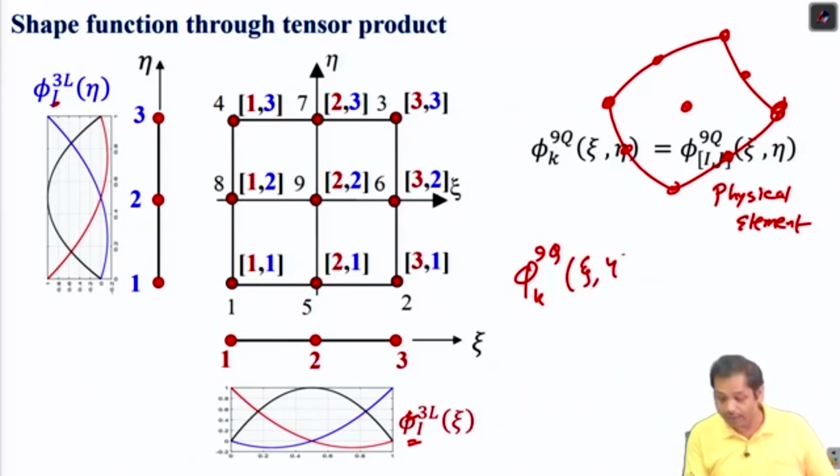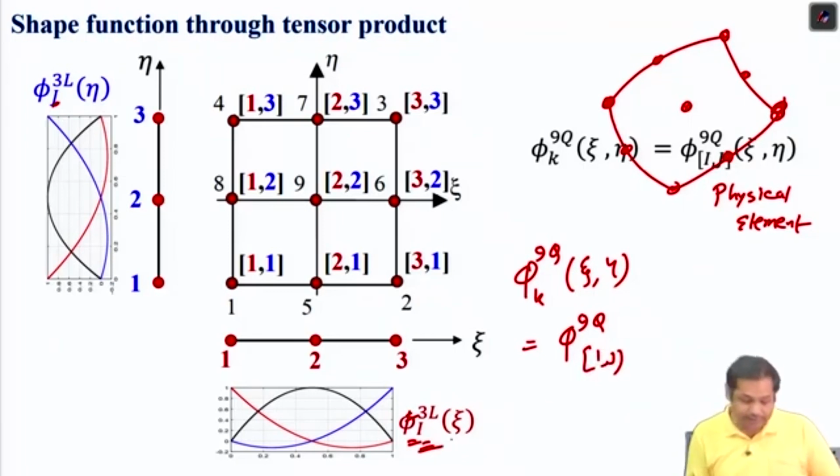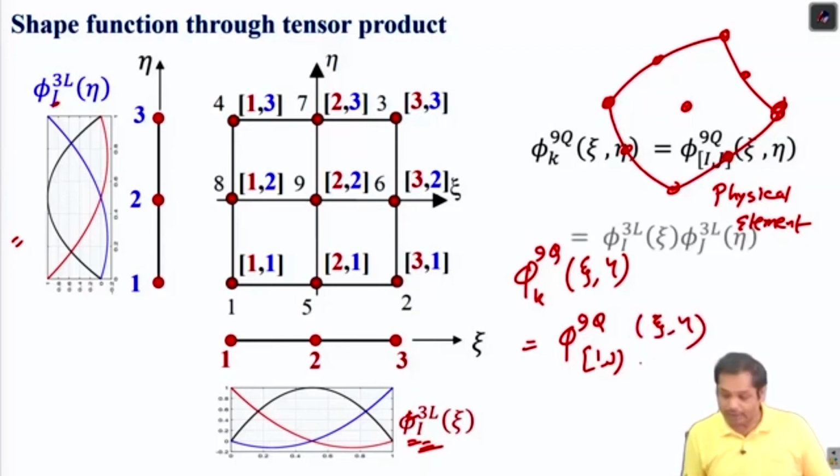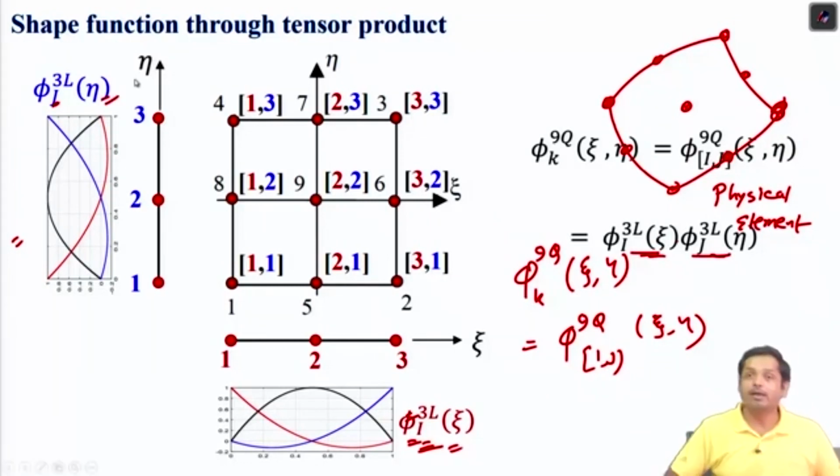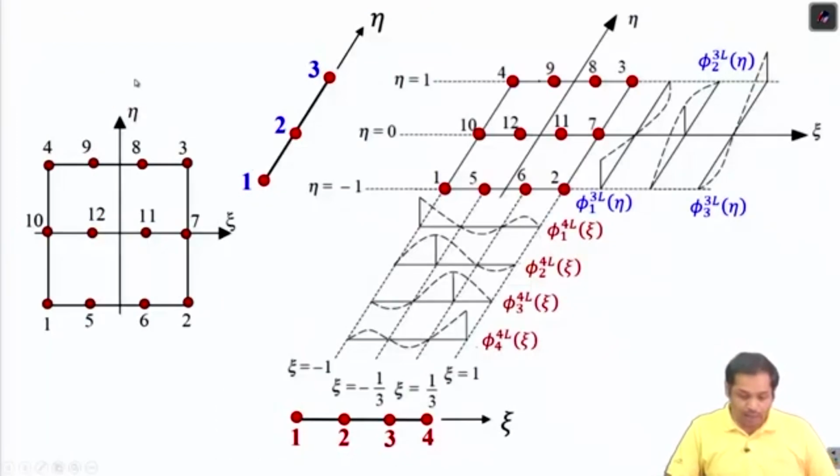which is a function of xi and eta, and this will be your phi 9Q, and then the subscript will be ij, where i comes from this element and j comes from this element, and this is a function of xi and eta, and then this will look like this. This is the shape function from this, and this is the shape function from this. Okay. Now this probably gives a better visualization.